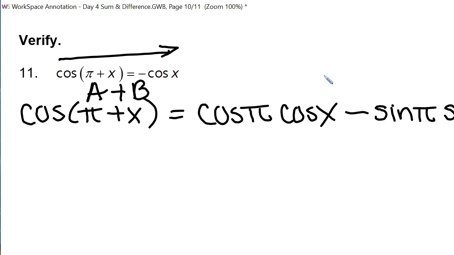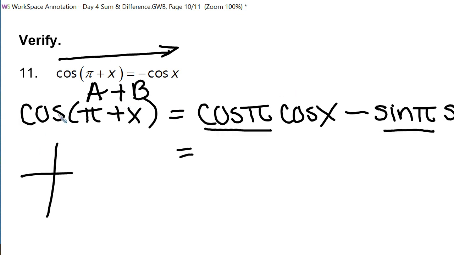No. So what we're going to have to do is a little bit of simplifying. If it has an x, like right here, cosine of x, I can't do anything with that. Same thing right here. I can't do anything with the sine of x. But I can find the cosine of pi and the sine of pi.